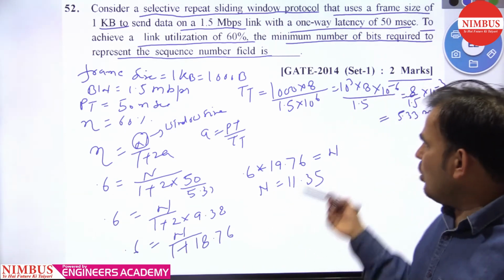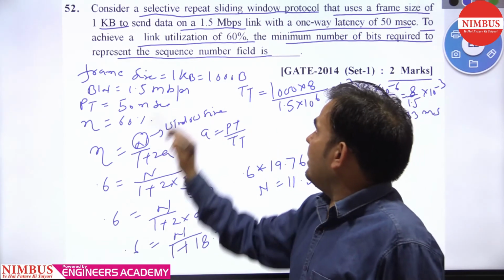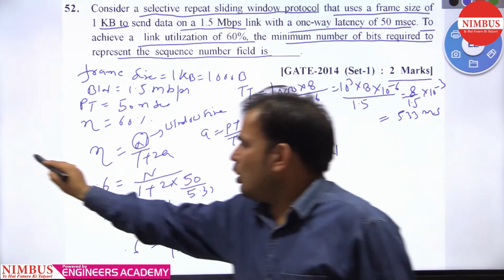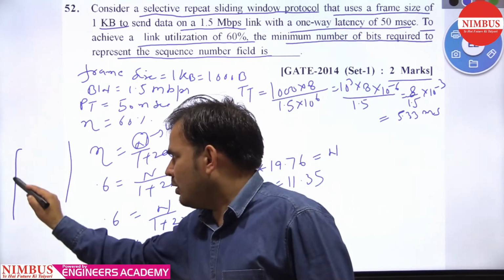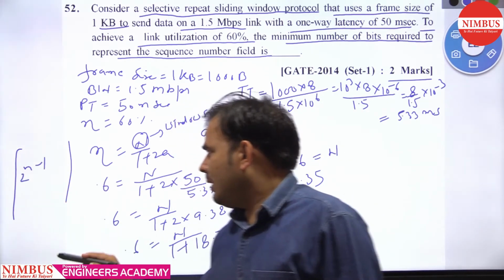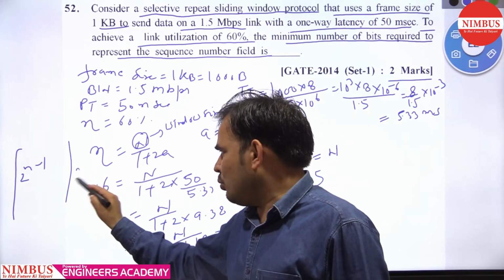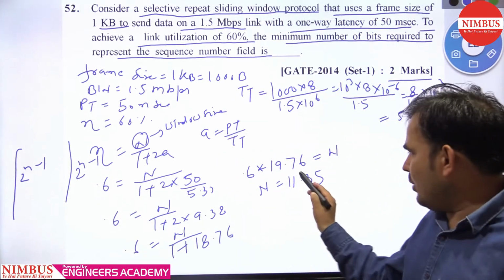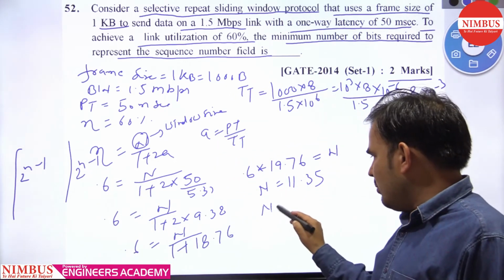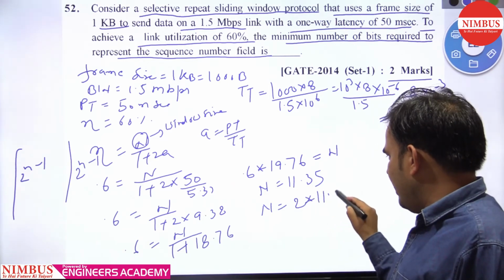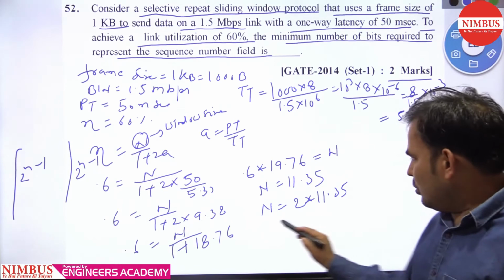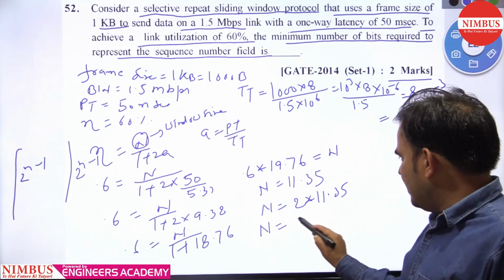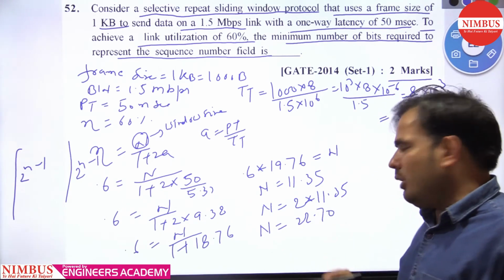In selective repeat sliding window protocol, the sender side window is 2 to the power n minus 1, and the receiver side window is also 2 to the power n minus 1. So we need to multiply by 2. The window size equals 2 into 11.35, because the sender window size is equal to the receiver window size. So N equals 22.70.